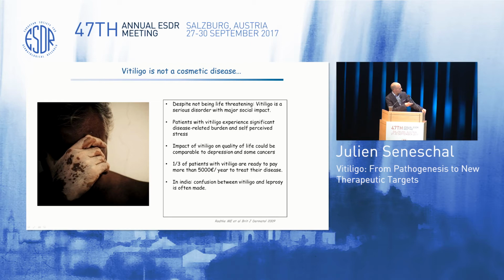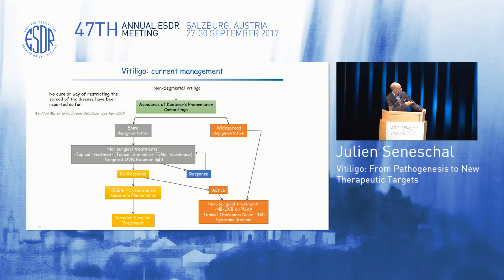If there is a response, we can carry on the treatments. If there is no response, the patient is still active, or the patient starts a wider spread of depigmentation or has a very active progressive disease, you can start topical steroids, but also systemic steroids associated with UVB. For patients with no response and stable disease for almost 1 year, we can consider surgical treatments such as melanocyte epidermal graft. As I show you here, these are all old treatments for vitiligo.